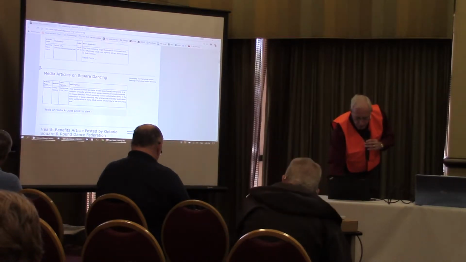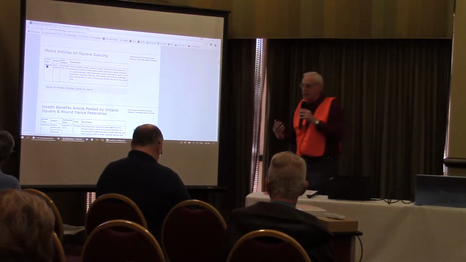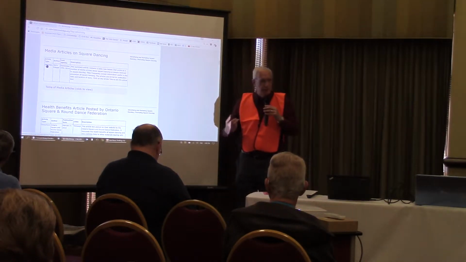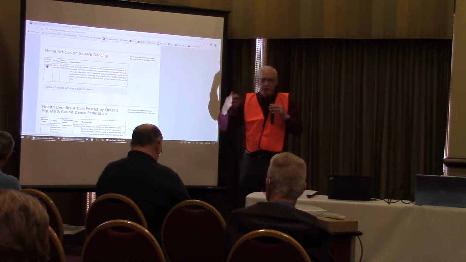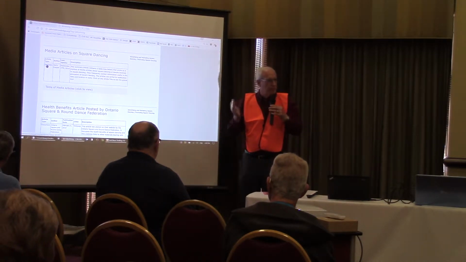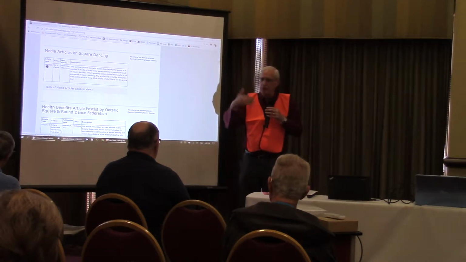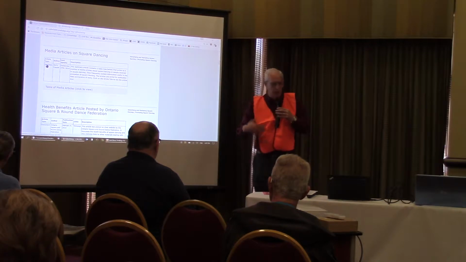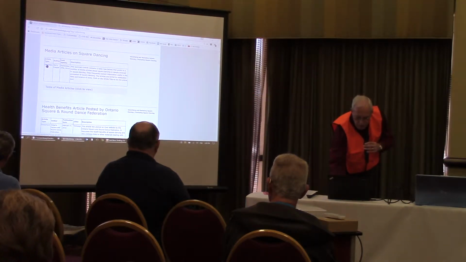Media articles on square dancing is what we call a summary. That means somebody has looked at information that was sitting around either in the database or elsewhere and decided to write an article that brought it all together in one place so that you could look at it as kind of a report. And that's what these summary articles document.